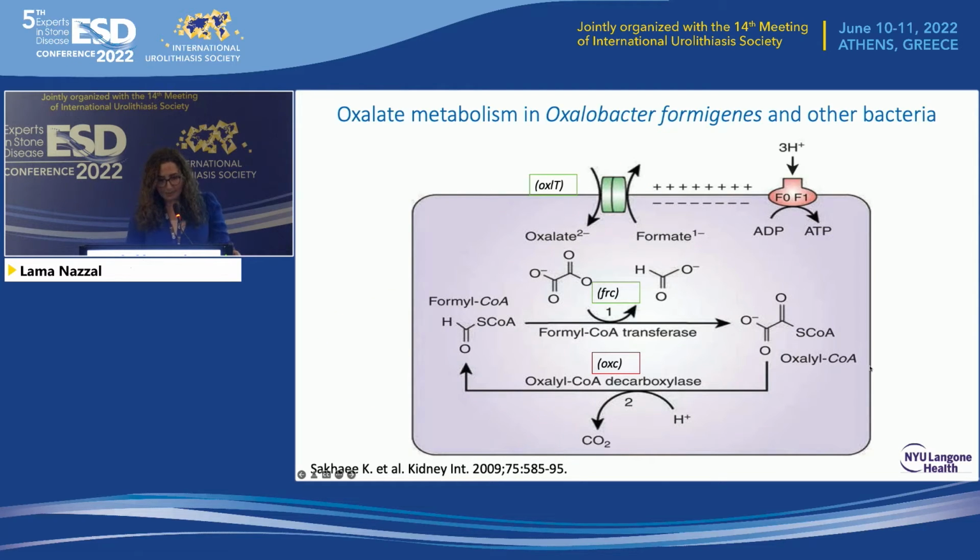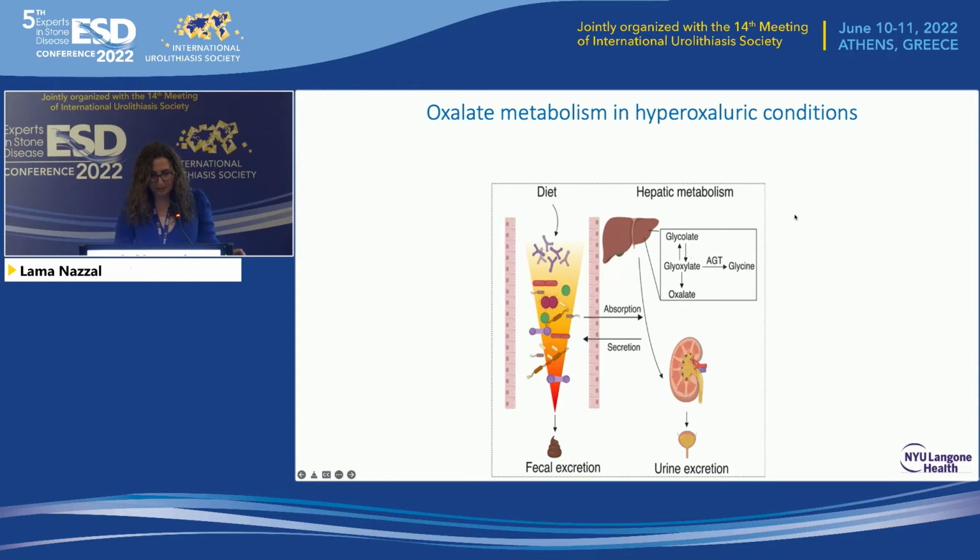So in Oxalobacter and other bacteria, oxalate enters the cell through an antiporter. It's then metabolized through the action of two different enzymes that are encoded by the genes FRC and OXC. And this metabolism produces carbon dioxide and consumes a proton that drives ATP production. So in hyperoxaluria, we can have primary hyperoxaluria, which is an increase in endogenous production of oxalate.